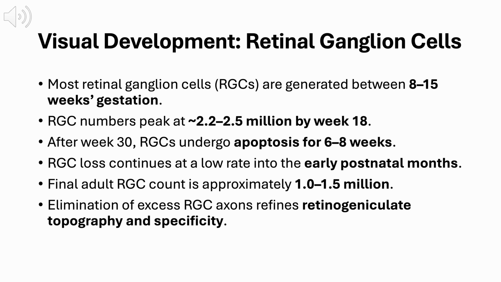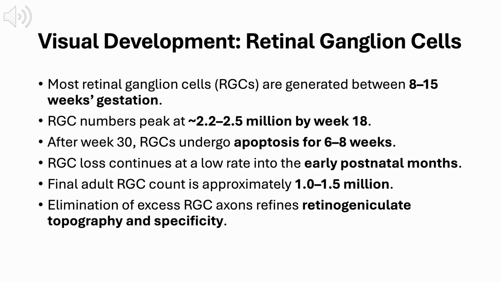After that point, the system starts pruning itself. Beginning around week 30, many of these ganglion cells undergo programmed cell death over several weeks, and that process continues at a slower pace into the early months after birth. By adulthood, only about 1 to 1.5 million ganglion cells remain.